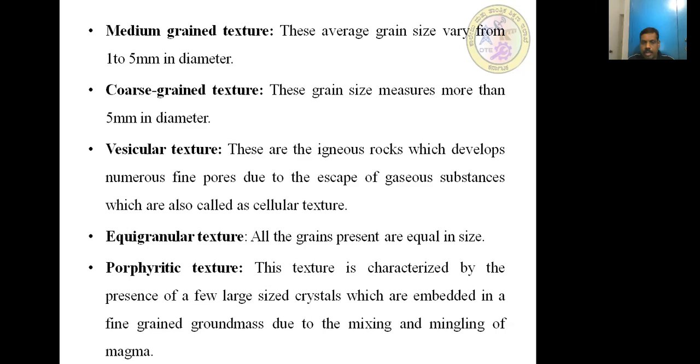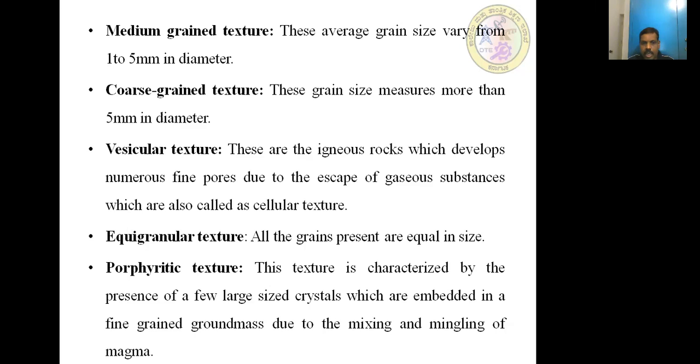Next one is vesicular texture. These are the igneous rocks which develop numerous fine pores due to the escape of gaseous substances, also called cellular textures. So that means during the formation of the igneous rocks, some of the moisture content or volatile content escaped out. As a result, empty spaces or pores occurred. This type of texture is called vesicular texture, or we can say vesicular structure.